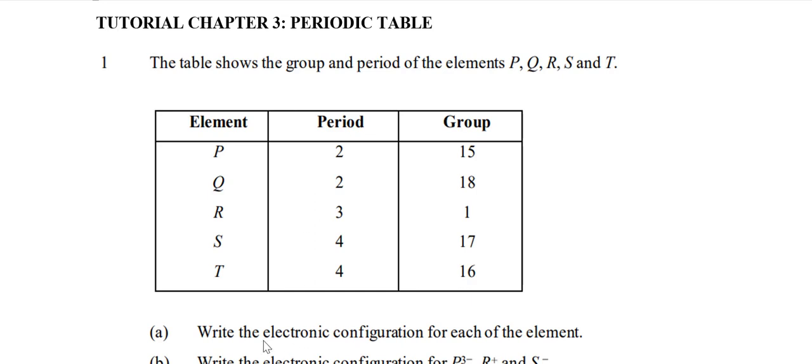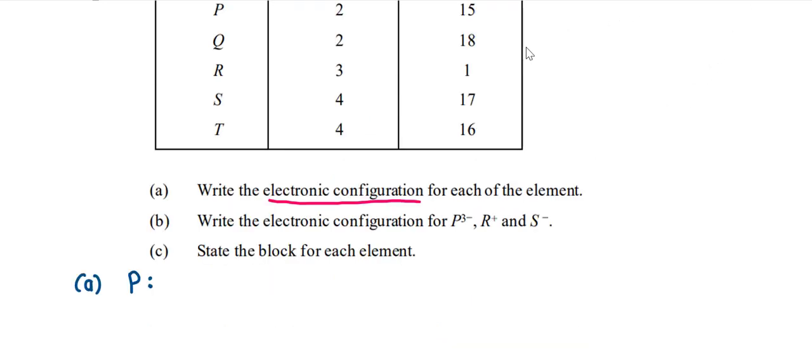Okay, for the first question, the question asks you to write down the electronic configuration for each of the elements. For the first element, okay, the period is period 2, and P is in group 15. So kita tahu group 15, the valence electron for group 15 is 5. Okay, so period 2, so kita tahu dalam n sama dengan 2 ada 5 elektron.